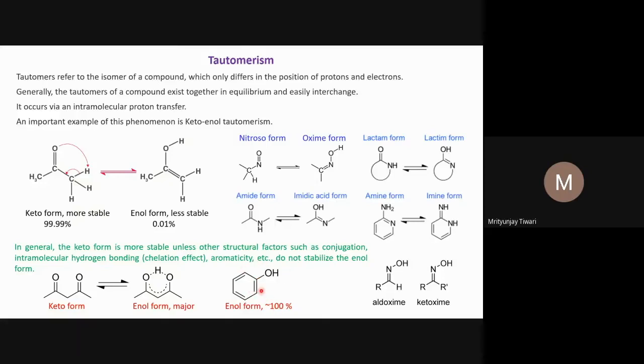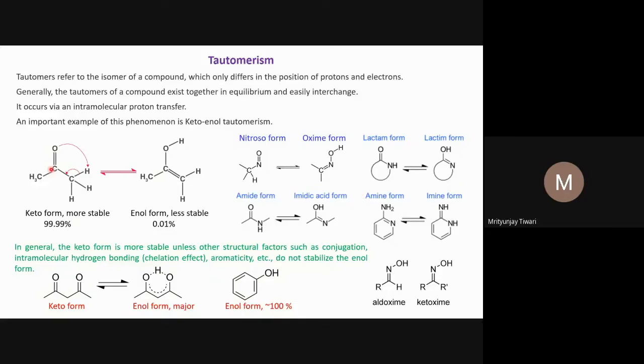So its contribution is almost 100% into the overall structure, and this is the phenol. So what we see, in general the keto form is more stable unless other structural factors such as conjugation, intermolecular hydrogen bonding, or the chelation effect, aromaticity, etc., stabilize the enol form. And if these structural factors are not stabilizing the enol form, we will see the keto form is always more stable. Similarly, one can see the tautomerism in the case of other compounds as well.